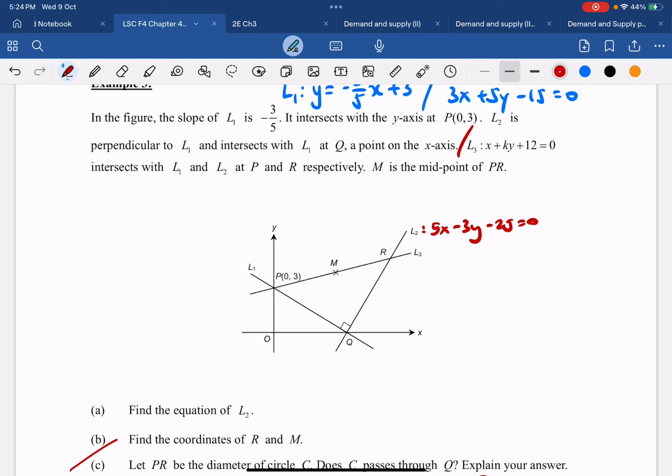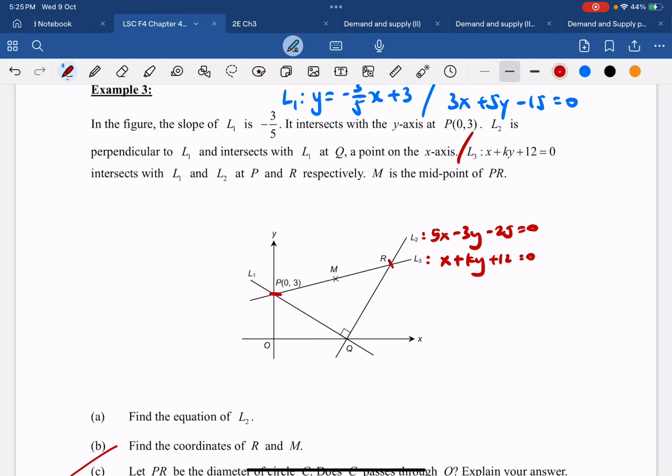Okay, so I read the question. L3 equation is x plus ky plus 12 equals 0. So L3 intersects with L1 at P, and intersects with L2 at R, and M is the midpoint. Okay, so find R. For sure, you know R is the intersection point of L2 and L3, right? So we can solve a simultaneous equation. But however, there's a variable in the equation of L3, which is k. So how to solve for k?